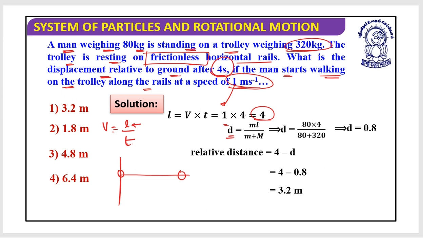Yes, this is considered as the origin, and this is the mass m. While I'm moving this, I can write it like this: d is equal to ml divided by m plus M. Yes. Small m is the mass of a person, and capital M is the mass of a trolley.